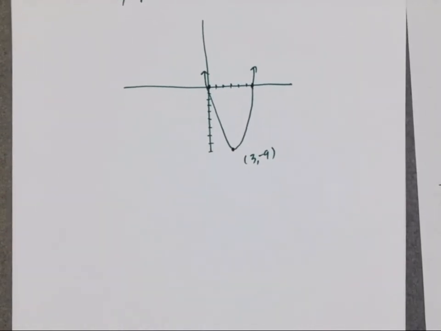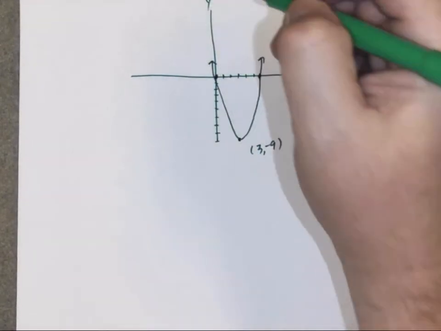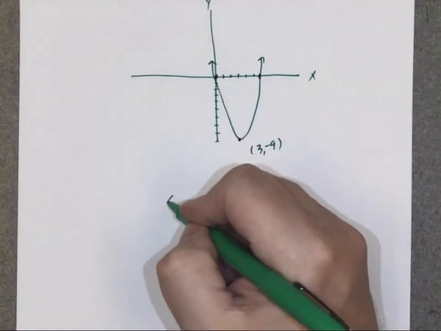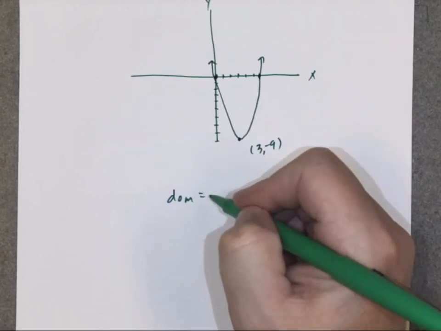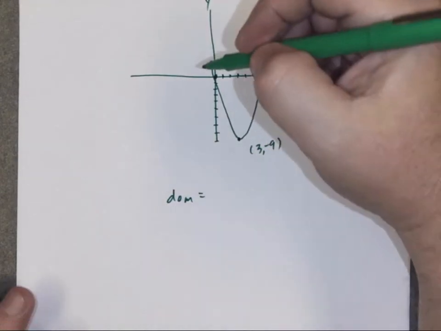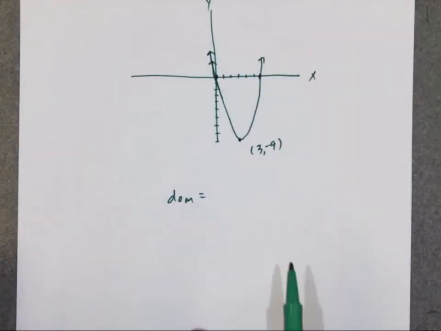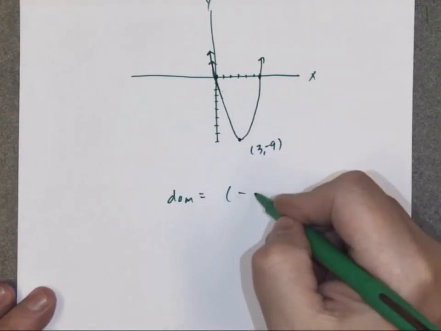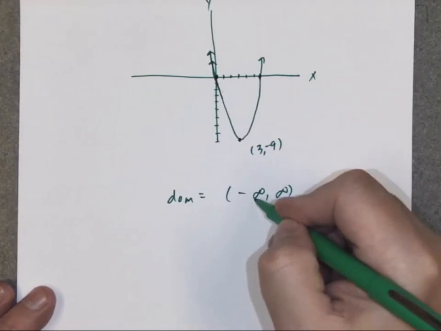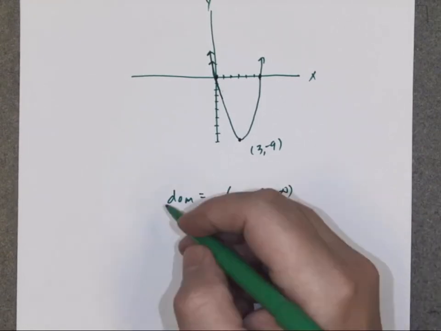Then a few more questions which we talked about. It asks to find the domain and the range. We talked about that before. Domain is the lowest value of x to the highest value of x. Once again, this parabola continues to get wider all the time. So the smallest value of x is -infinity. The largest value of x is infinity.